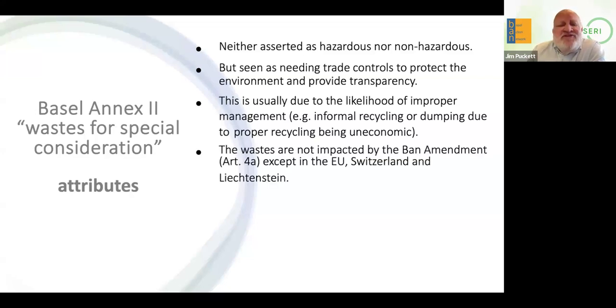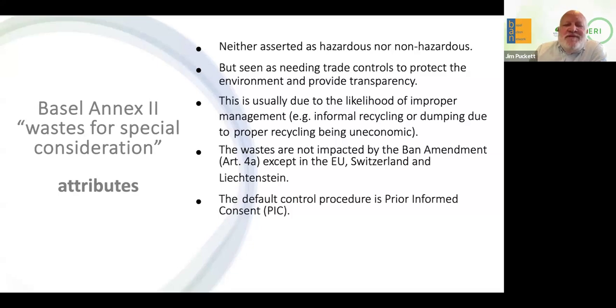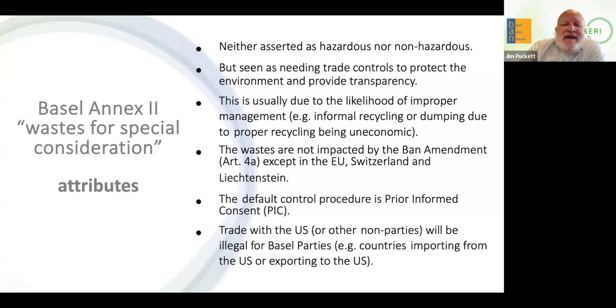And these wastes that are on this annex are not impacted by the ban amendment. The ban amendment only deals with hazardous waste. The default control procedure is PIC, as I mentioned, and it's extremely important to know that trade with the US or other non-parties will be illegal for Basel parties. For example, countries importing from the US or exporting to the US. It's a no-go.